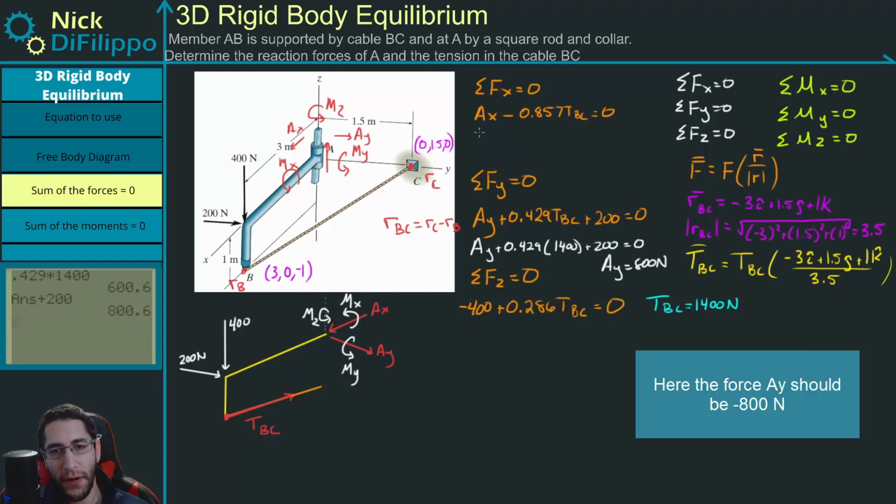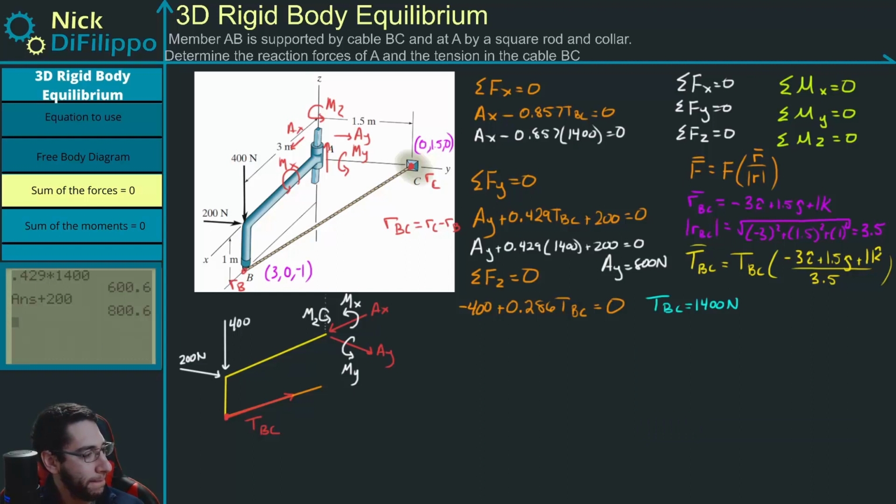All right, and we'll do the same thing over here. We'll say AX minus 0.857 times 1400 is equal to 0. 0.857 times 1400, and that's what AX is equal to. So AX is equal to 1200 newtons. So let's star this. These are some of the answers that we need. These are my reaction forces and the force along the cable.